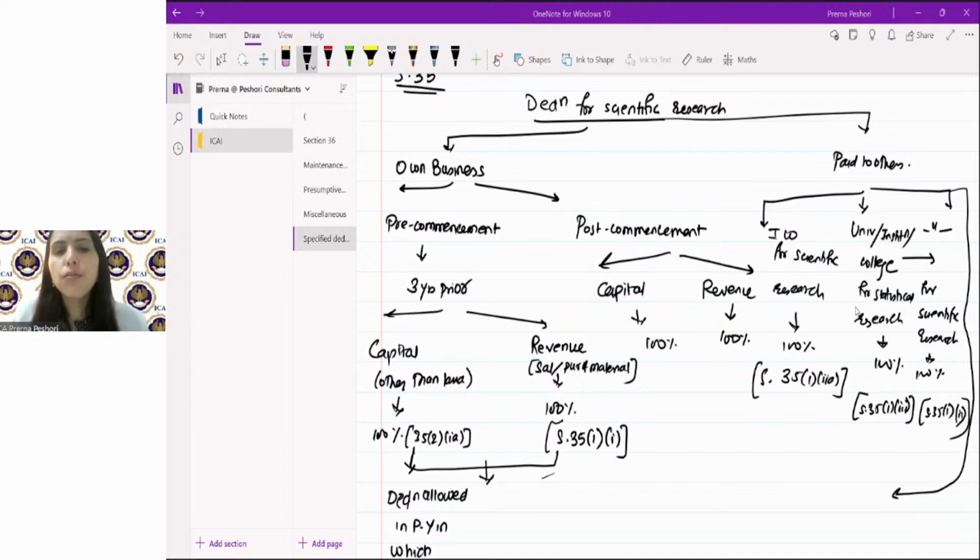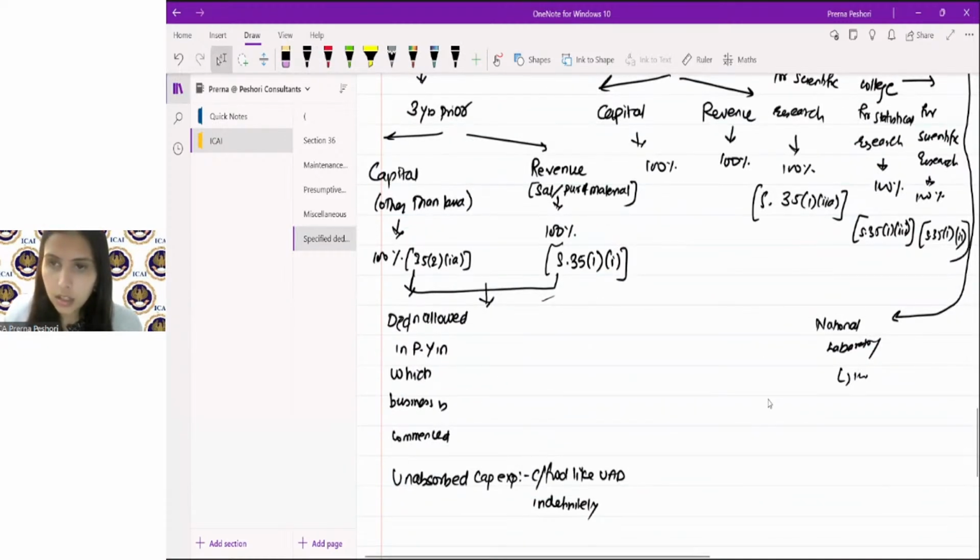And the last one is in respect of the sum paid to the National Laboratory. National Laboratory, this is also 100% under 35(2)AA.